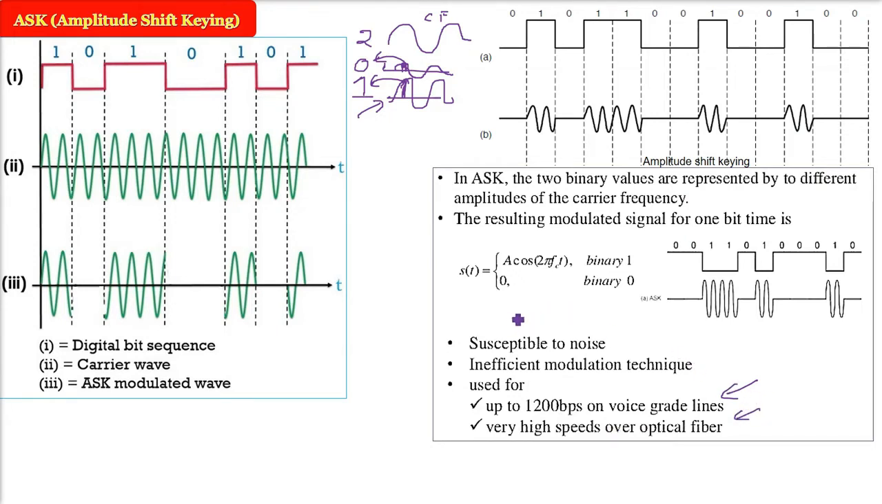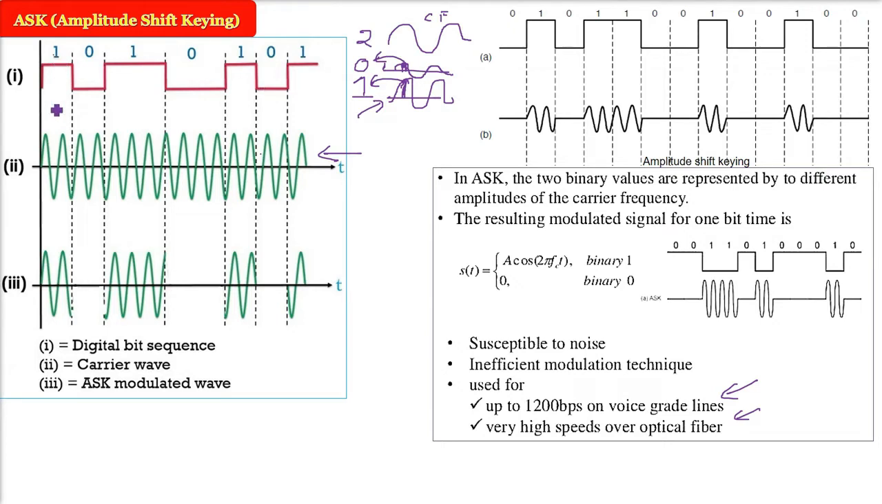ASK. Let me tell you more about this. This is your bit stream. The main idea is we are trying to modulate. We are changing these bits to signals. So this is the carrier wave. It has a frequency, it has an amplitude, it has a phase. So how to represent it using the amplitude?